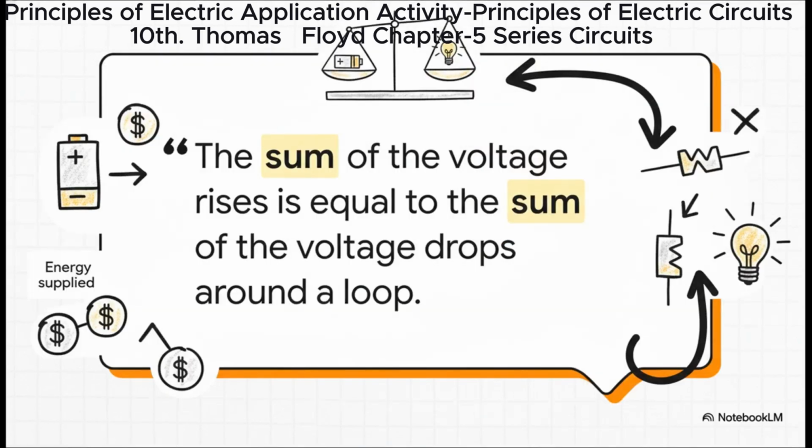Now here's another way to say the exact same thing, and honestly, for a lot of people, this one just clicks better. Think of it like a balanced budget. All the voltage you get from your sources, the rises, has to be spent exactly by all the other components, the drops. It's the same rule, just a different way of looking at it.